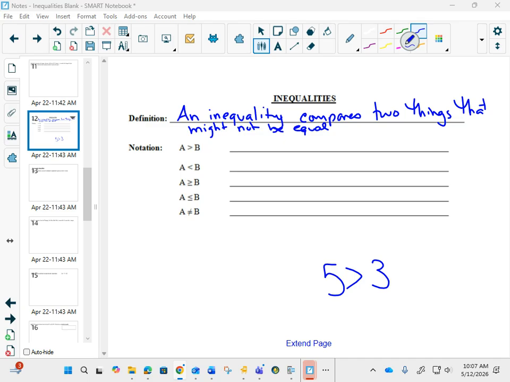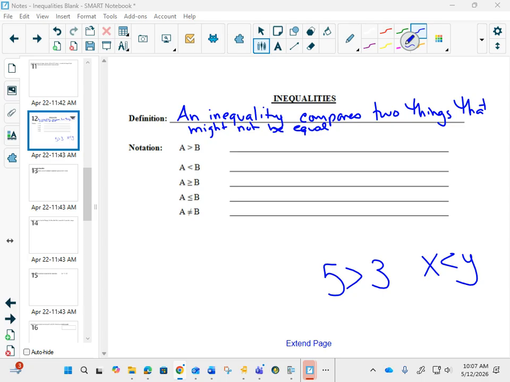To read this one, this says 5 is greater than 3, which makes sense. Right? And it is easy to read because you know that 5 is greater than 3. It'd be pretty hard to read this and say 5 is less than 3. But when we have variables and you have to read it, now this is a little bit harder. X is less than Y.